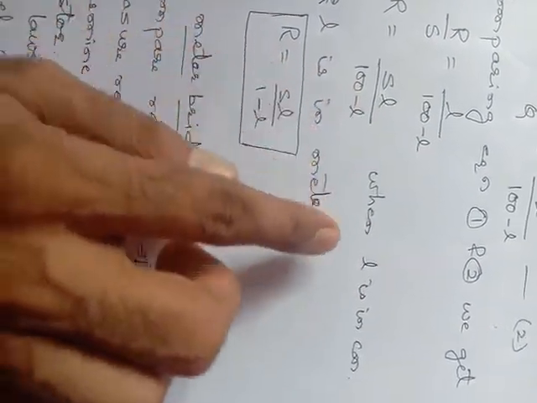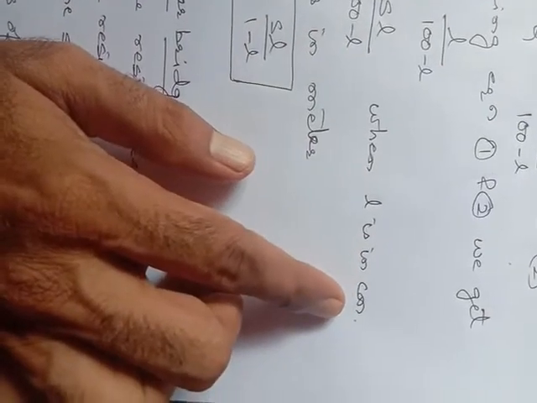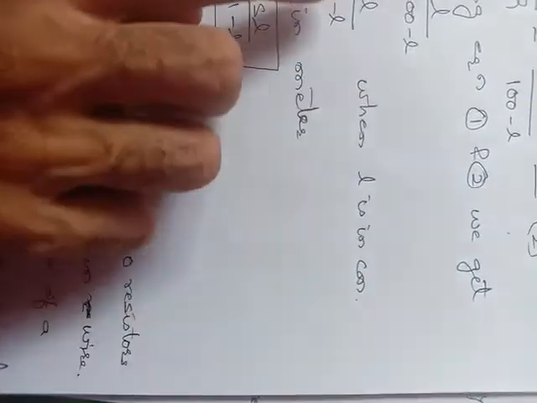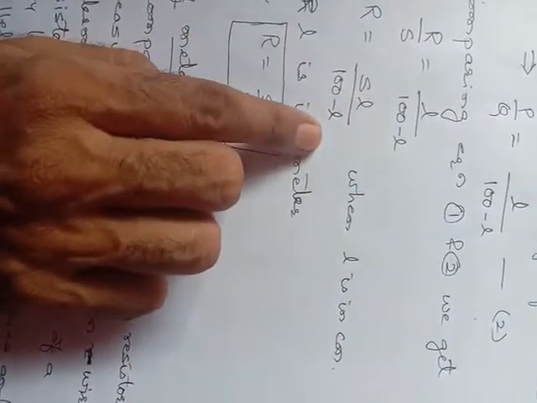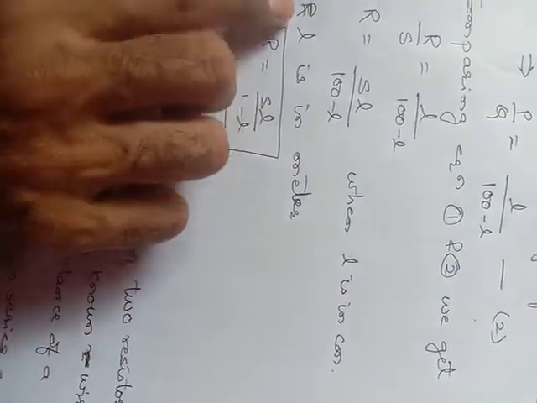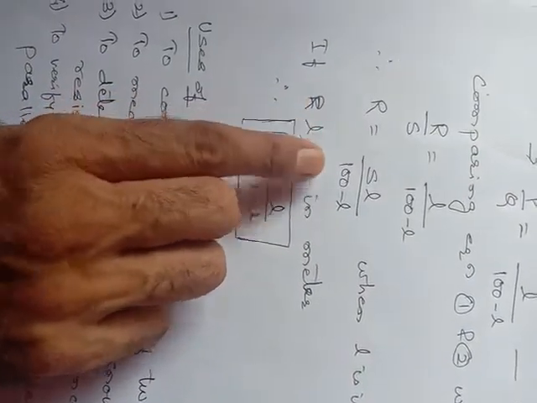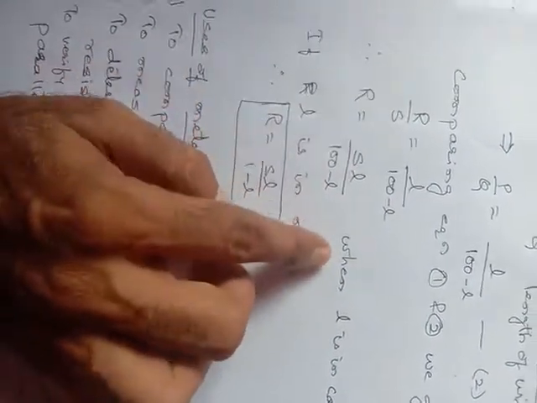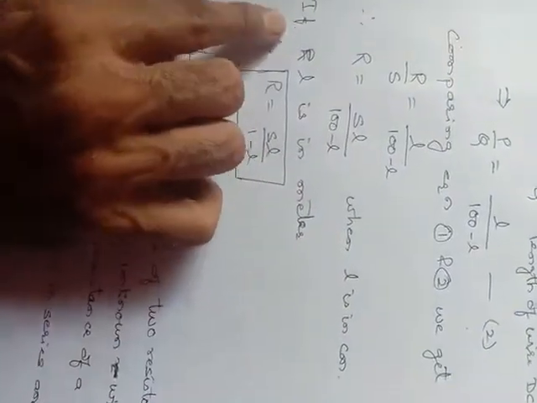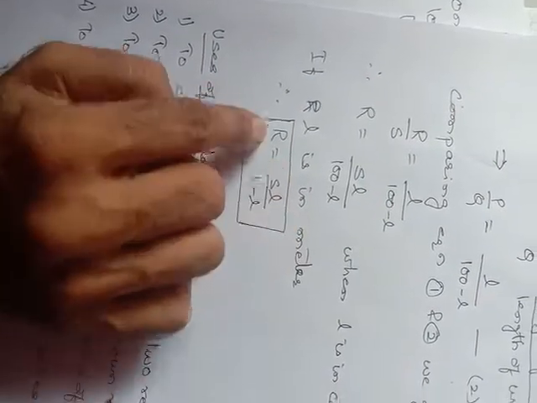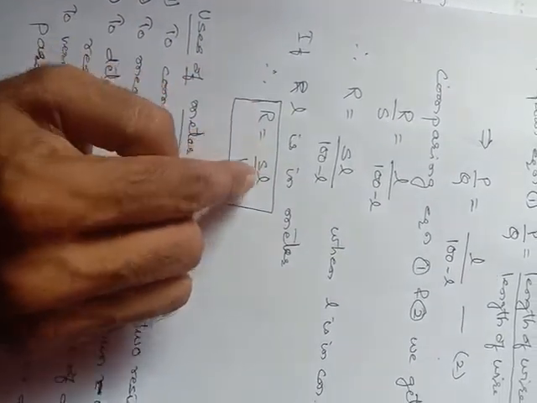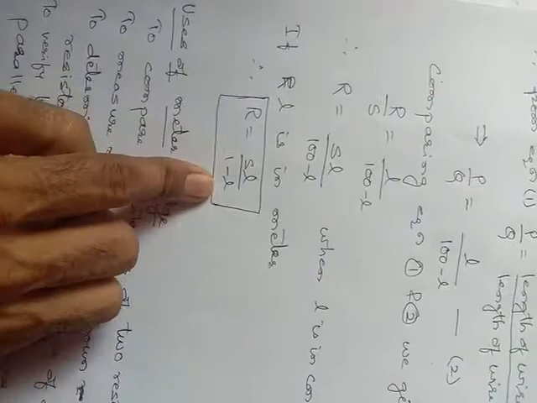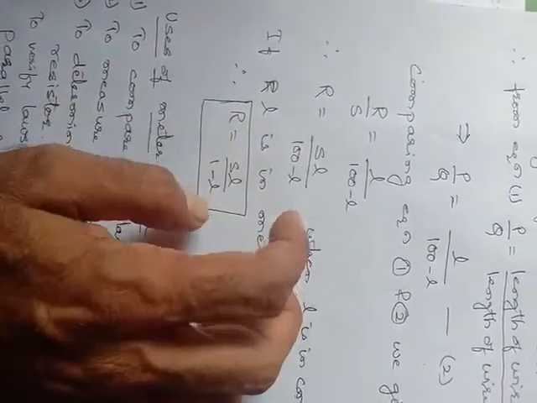What is this L? L is in centimeter. When L is in centimeter, we write R is equal to SL by 100 minus L. But if L is in meter, what will happen to the formula? R is equal to SL by 1 minus L. So these are the two formulas which we can use.